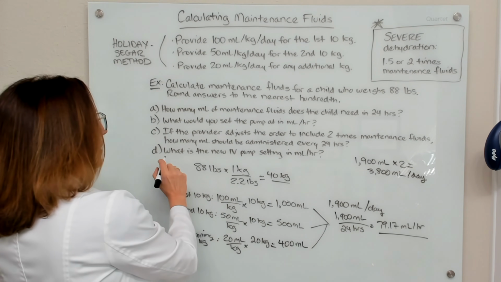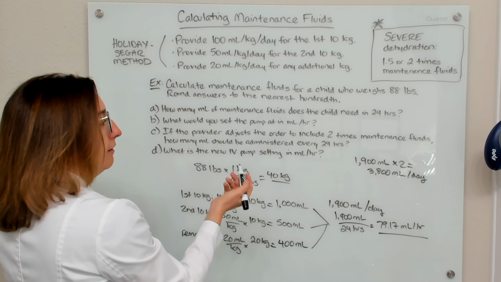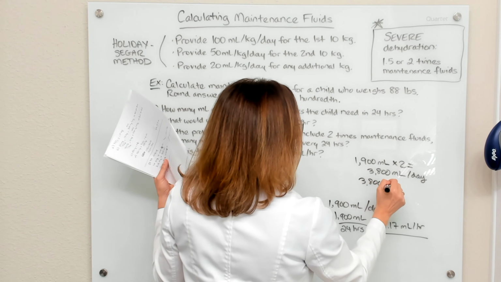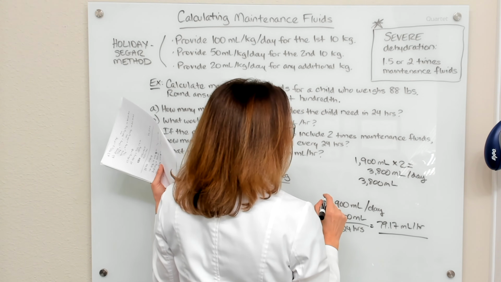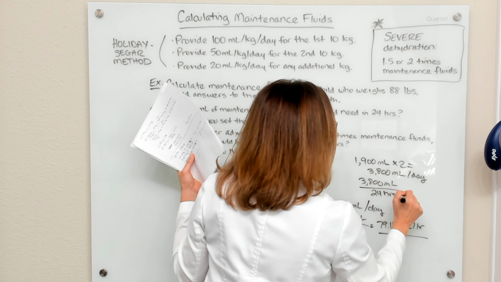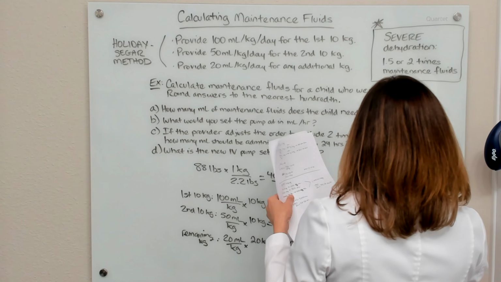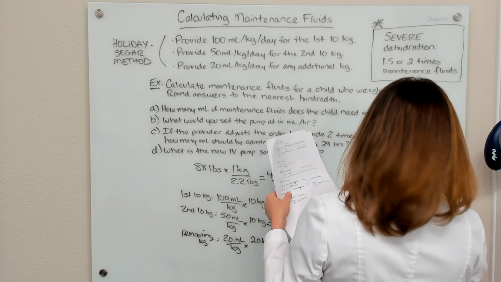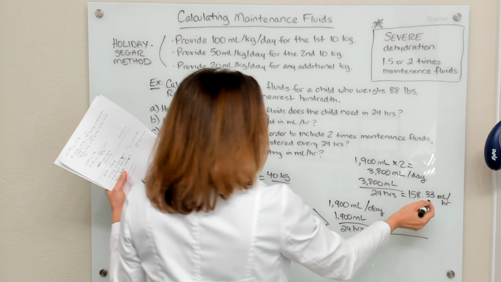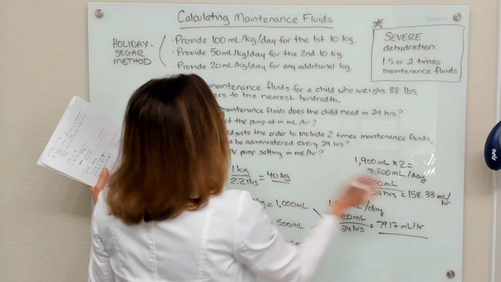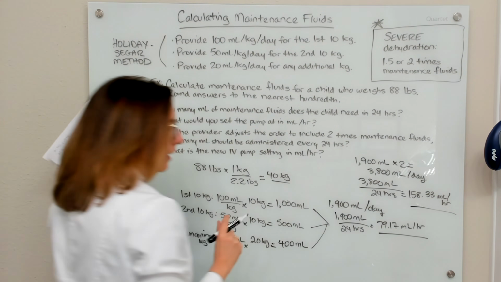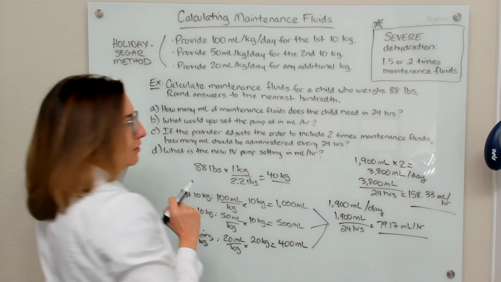And then Part D is what is the new IV pump setting in milliliters per hour? Again, I would just take the amount of milliliters that I need to give over the course of the day or 24 hours, divide by 24 hours to get the milliliters per hour, which is 158.33 milliliters per hour. And this is rounded to the nearest hundredth place, which is what we were instructed to do here. So this would be the new IV pump rate for 2 times the maintenance fluids.